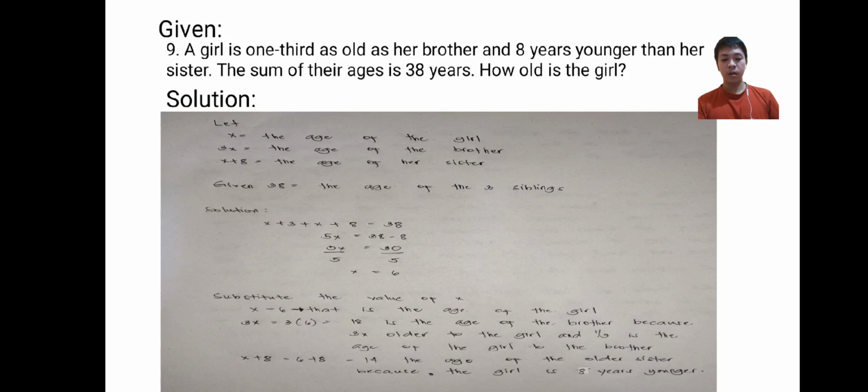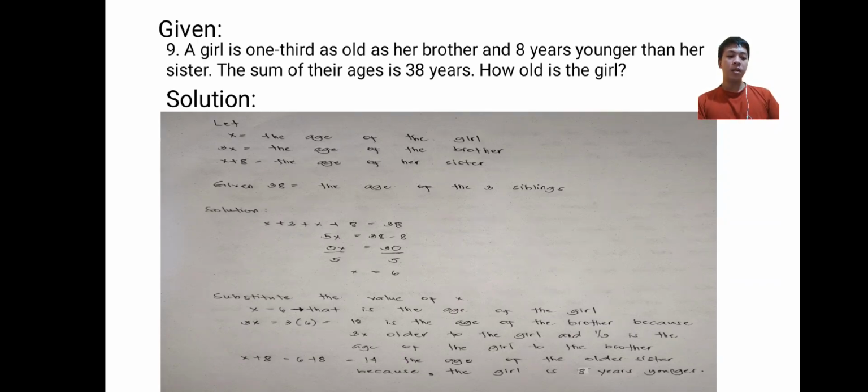Number 9 question. A girl is 1/3 as old as her brother and 8 years younger than his sister. The sum of their ages is 38 years. How old is the girl? So let x be the girl's age. 3x is equal to the age of the brother, and x plus 8 will be the age of her sister. Given 38 is the total age of the 3 siblings when you add them.